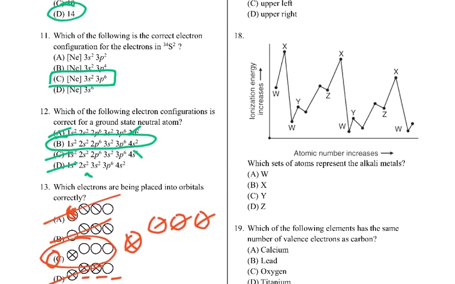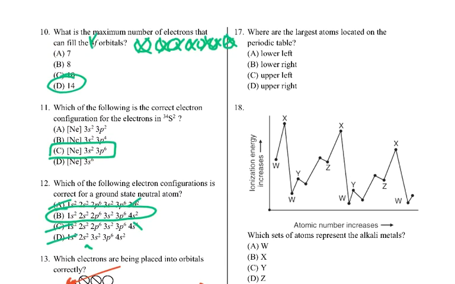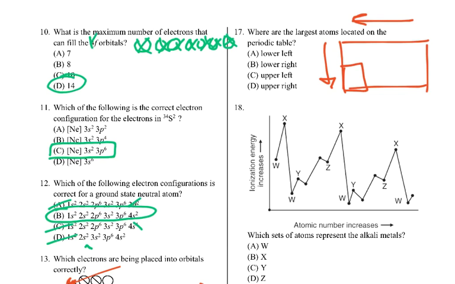For 17, where are the largest atoms on the periodic table? Well, we know that they get larger as you go across and larger as you go down. That is wrong. Let me go back. They get smaller as you go across. So they're larger to the left and they're larger down. So the largest atoms are down here in the lower left, like francium. So lower left is the right answer.